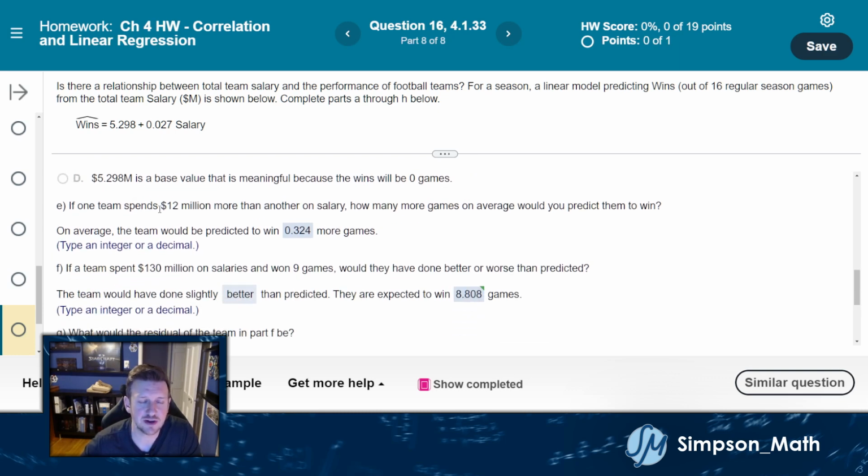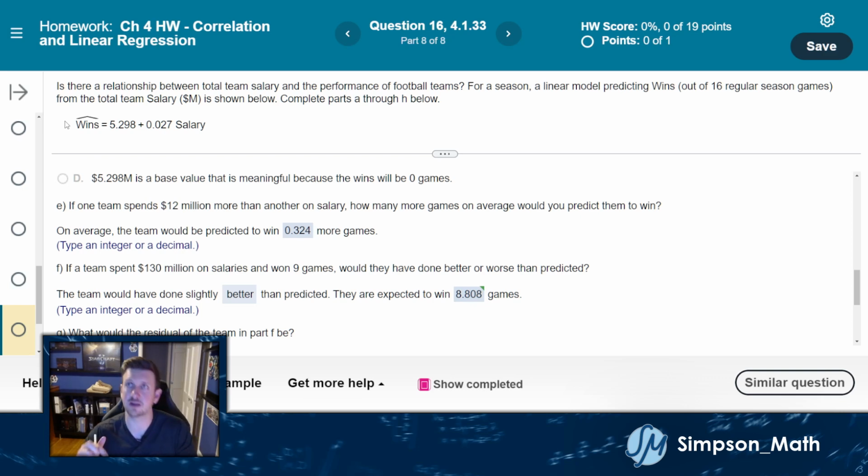If one team spends 12 million more than another on salary, how many more games on average would you expect them to win? Don't overthink this. Some students have a hard time with this because they want to look at the data, look at R, or do all sorts of other things. Notice what they're not giving you. They're not giving you the data, the mean or standard deviation, or R. You just have this, and you're able to figure it out.